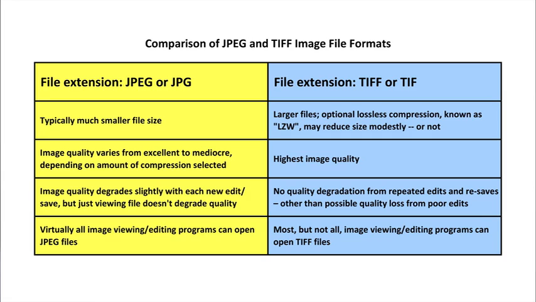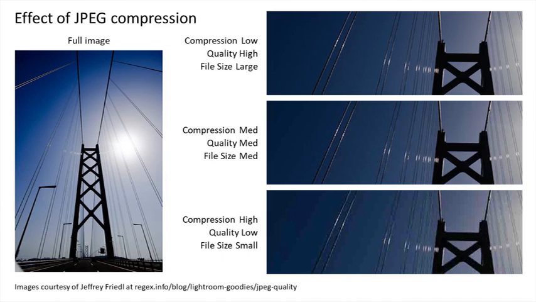This chart summarizes this comparison of JPEG versus TIFF file formats. The characteristics mentioned are file size, image quality, effect of multiple resaves, and compatibility with other programs. Finally, to illustrate the effect of JPEG's lossy compression on image quality, the next slide compares 3 different levels of compression. The full image is shown on the left, with enlargements of the center portion of the photo shown to the right for low, medium, and high compression, respectively.